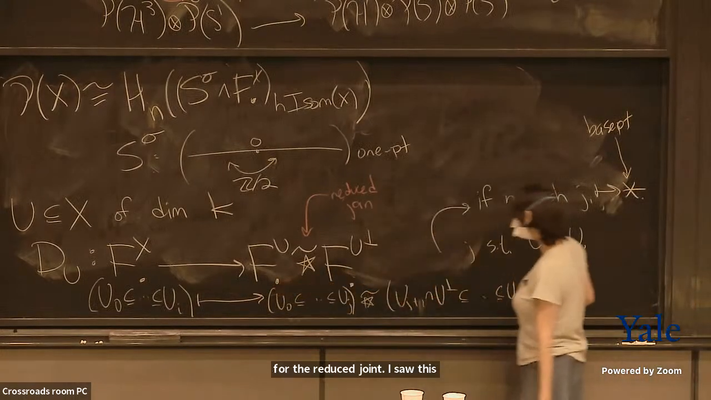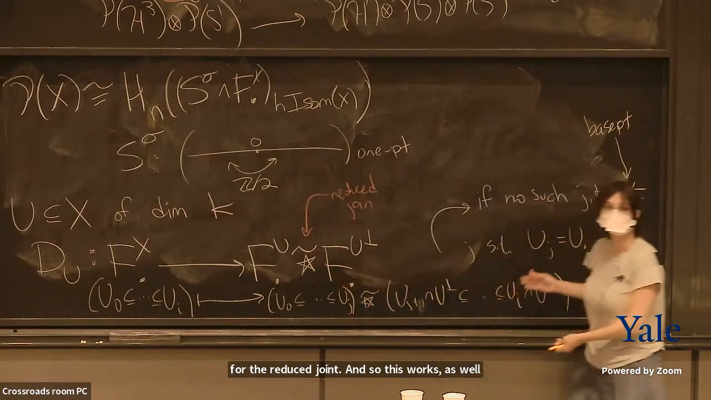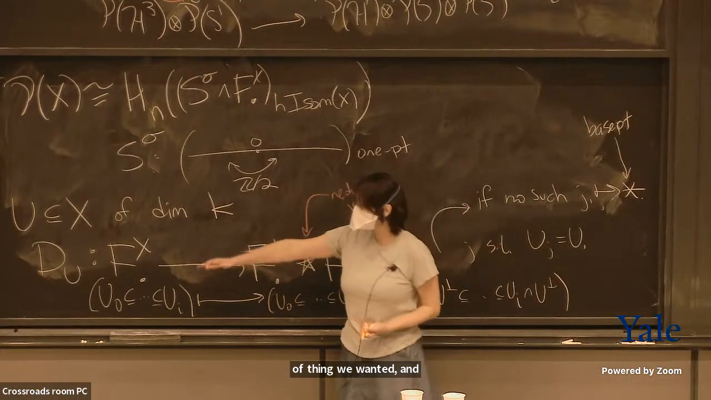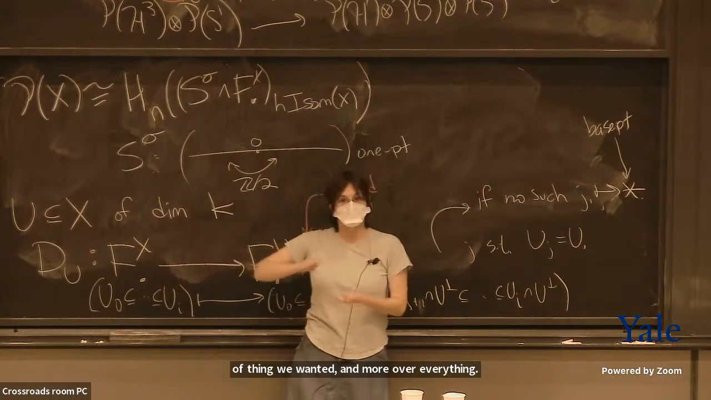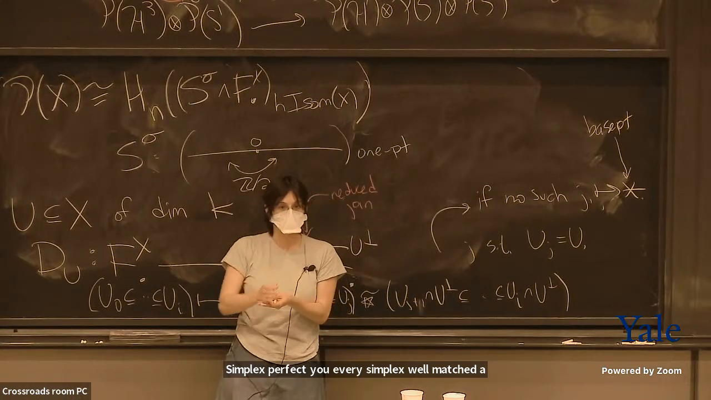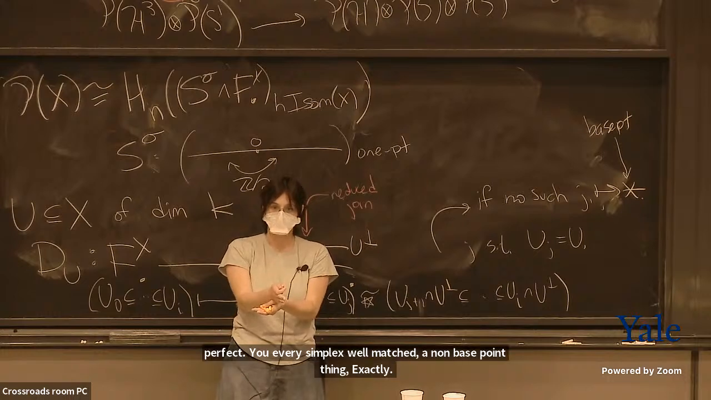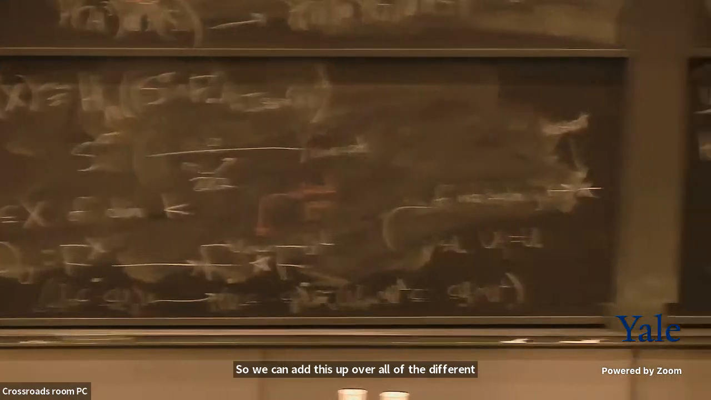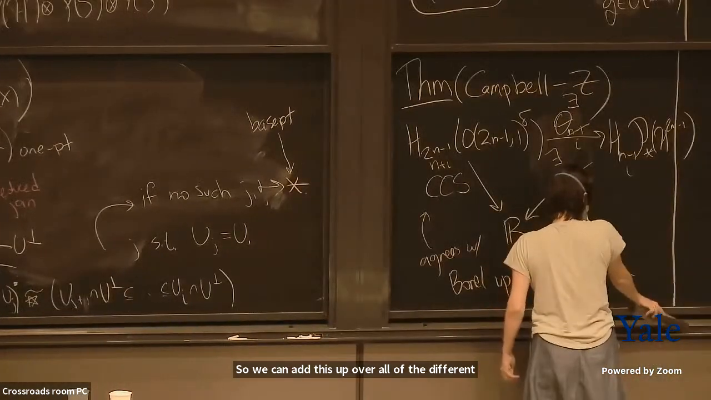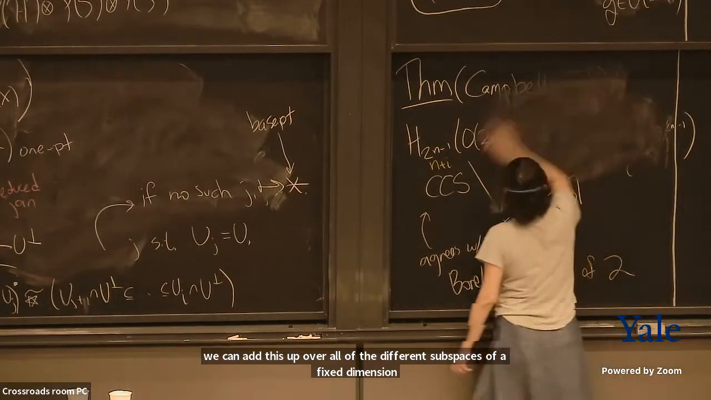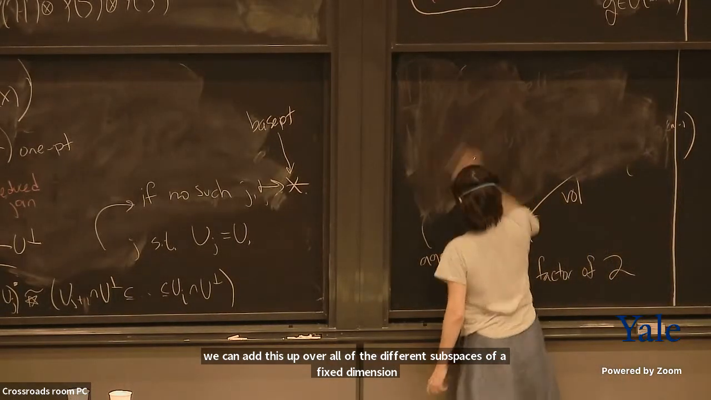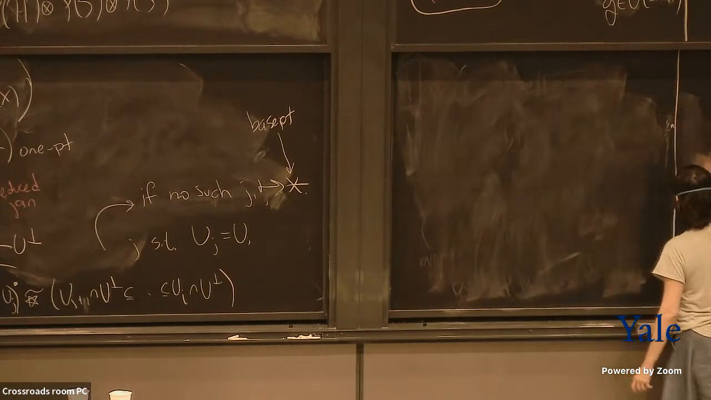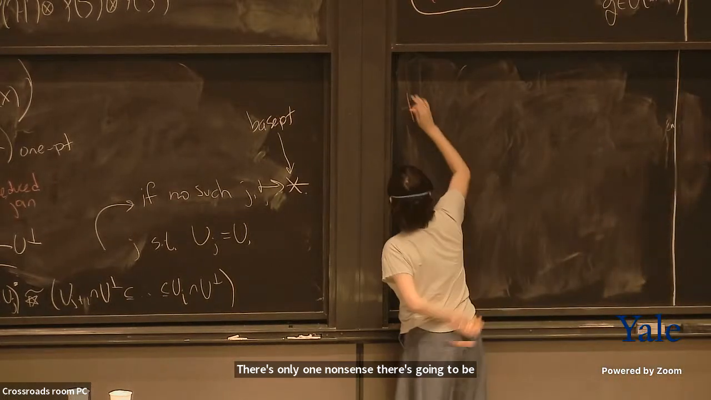And so this works. Notice this is well defined because these flags are exactly the type of thing we wanted. And moreover, for a fixed U, every simplex will map to a non-base point exactly when U is contained in that simplex and not otherwise. So we can add this up over all of the different subspaces of a fixed dimension. There's only one non-zero, a single non-zero. So we can write d_k, wrong color.